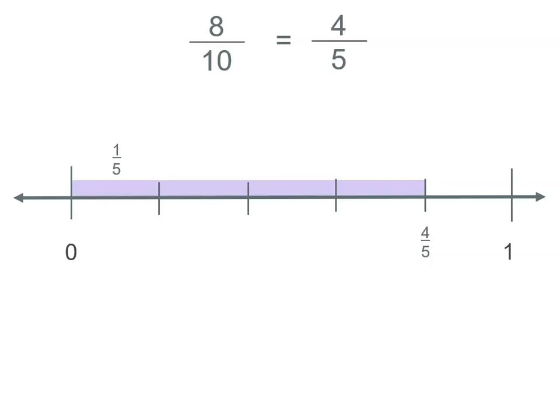But we don't want to draw a number line. We need to know a rule. How did we get from 10 to 5? Well, you might notice that 10 divided by 2 gives you 5, and getting from 8 to 4, we also would divide by 2. So I think we've just uncovered the rule.